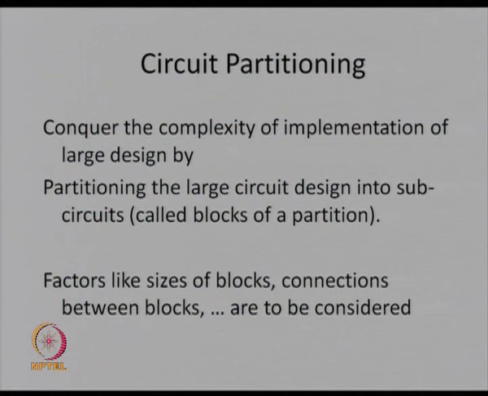So, we will partition the large design into sub circuits, and these sub circuits I will call blocks of the partition. Okay. So, each block is a sub circuit, and while partitioning, factors such as the sizes of the block, how big the block is allowed to be, how many gates it is allowed to have, as well as the important factor of the number of interconnections between the blocks, are extremely important while deciding the partition. So, we would like to keep the sizes of the blocks under control, they should not be too small or too large.